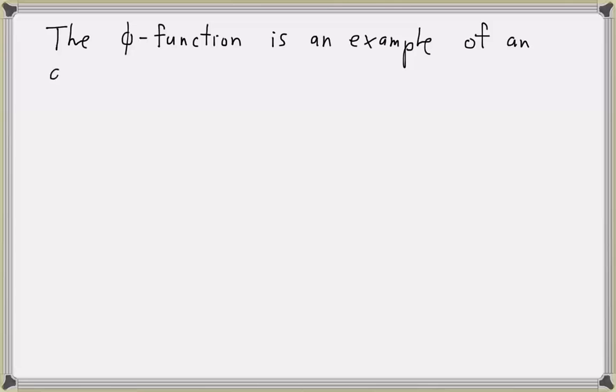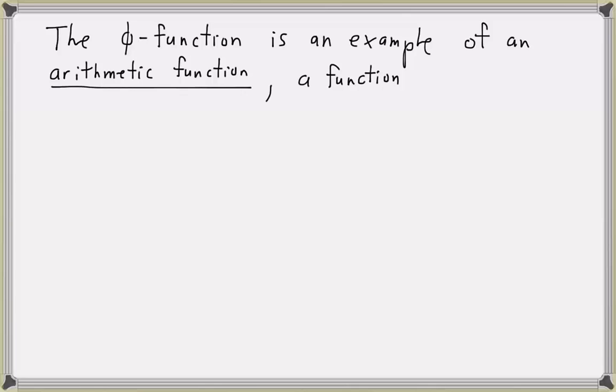So the phi function is an example of a function that's defined on the integers. Okay, so the domain of this function is the set of integers. So we call these arithmetic functions. So the phi function is an example of an arithmetic function, which is a function defined on the integers. Okay, another name for this type of function is a number theoretic function. We'll call them arithmetic functions.